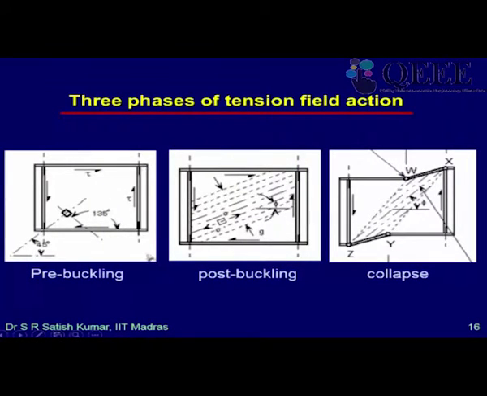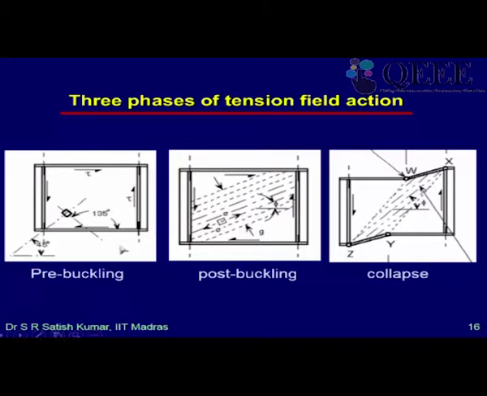So basically there are now three phases of shear resistance. First is the pre-buckling stage, second is the post-buckling stage where a tension field develops, and third is the collapse stage where a collapse mechanism develops. Okay, so all these calculations are possible.